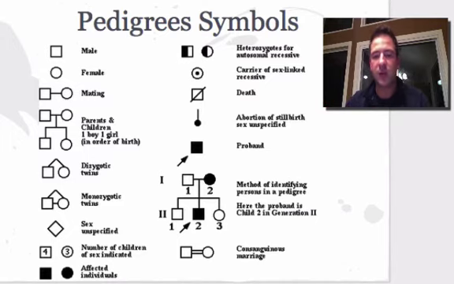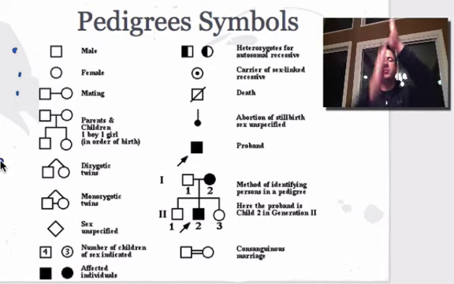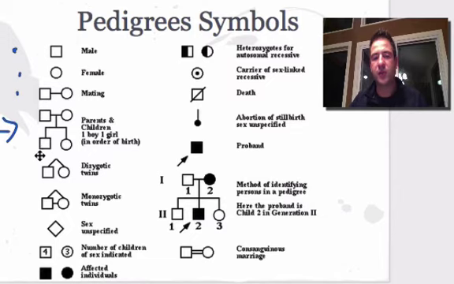But if we take a look at this here, we have sex, which is male or female, so square or circle. Then if you're mating, coming together, you have a single line joining them, okay? Now, parents and children. So what we're going to have is a branch down, like right here. And so those parents produce two children, child one, child two, and one was a boy, one was a girl. But that's how we show that.